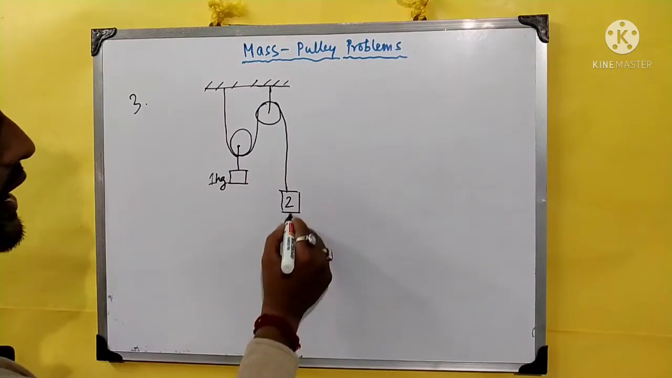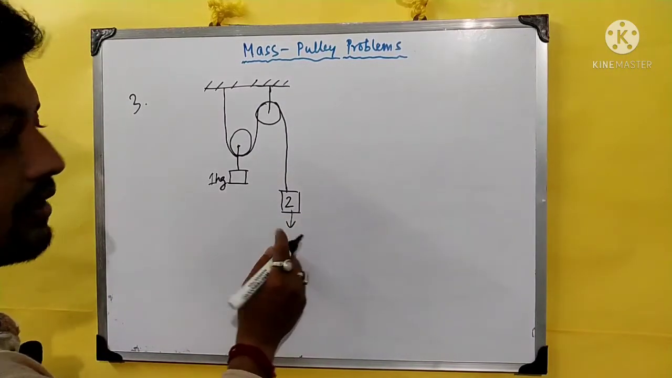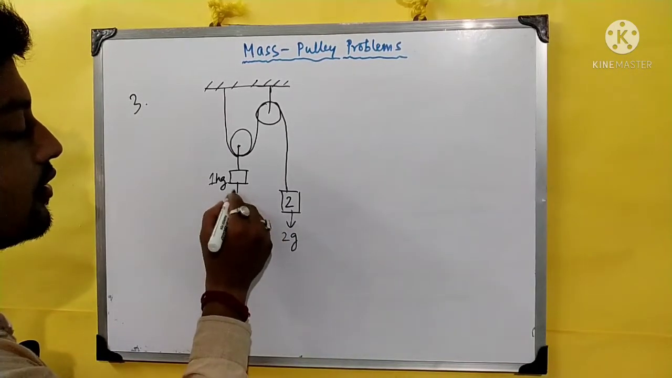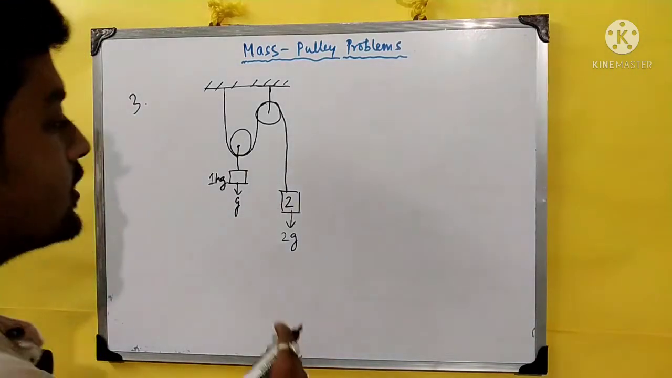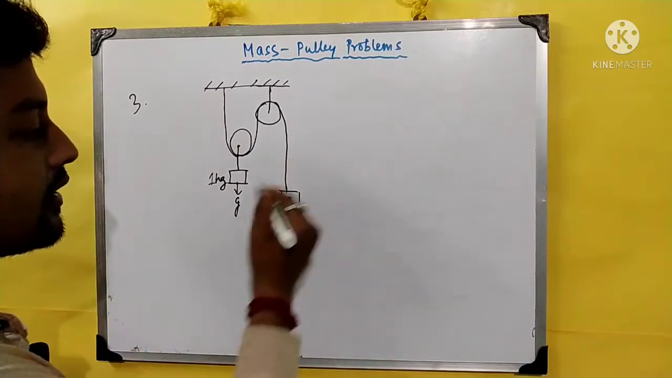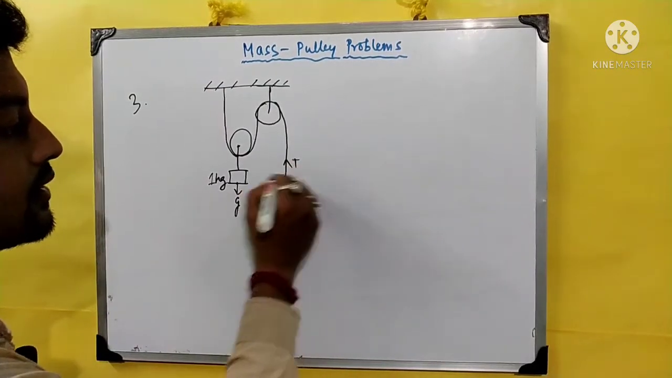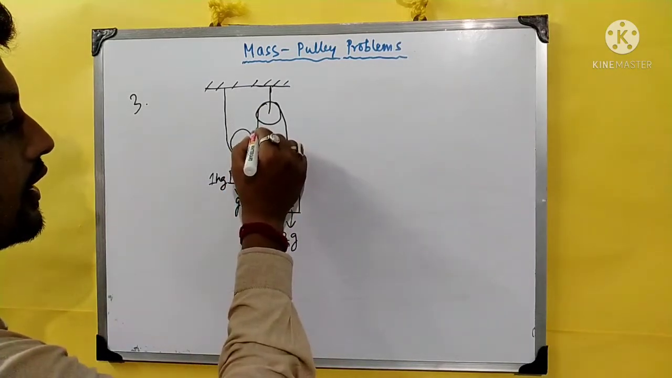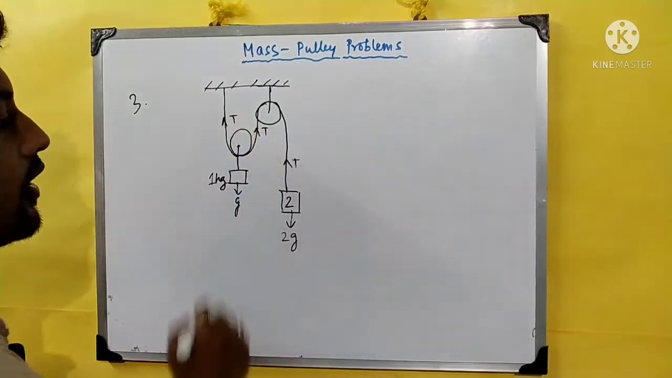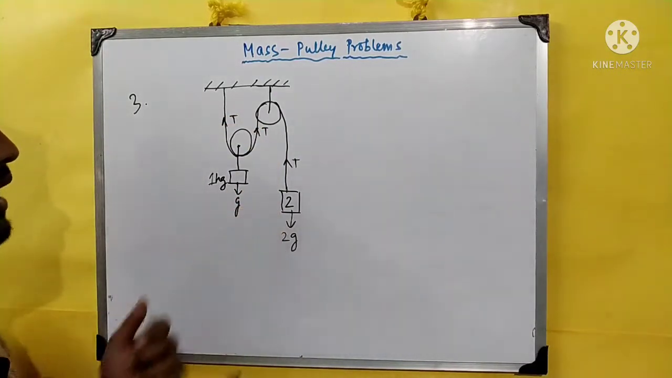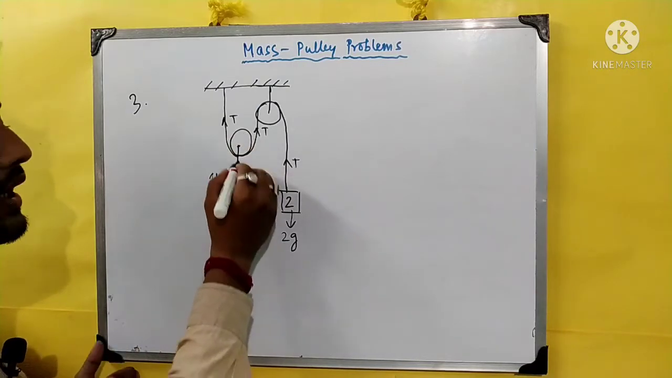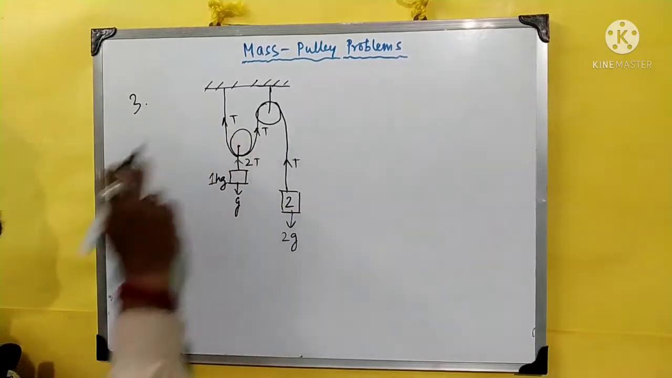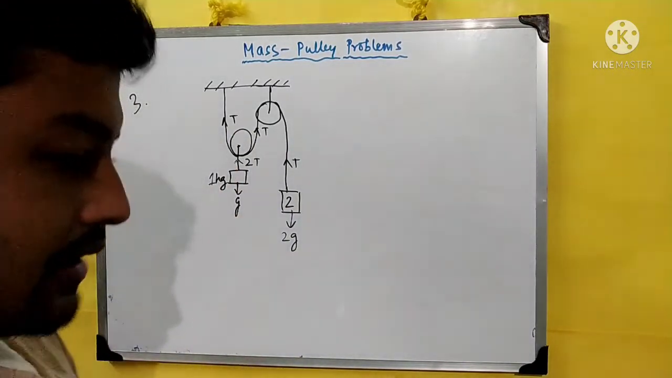So what will happen, its weight will act downward, and the value of this weight will be 2g, and this one will be only g. Now it is time to give the directions of tension. Tension will be like this, away from the mass. The entire string is the same string, so it will be T over here, T over here, and T over here. But in this case, this mass is getting pulled by this movable pulley with tension 2T, 1T for this, 1T for this. This is 2T.